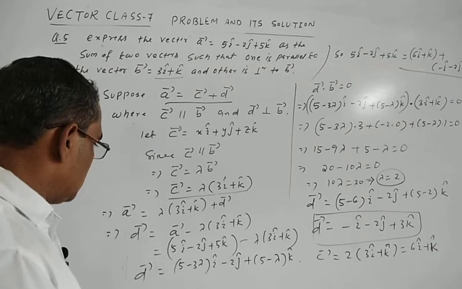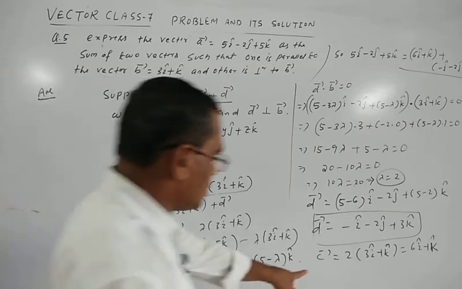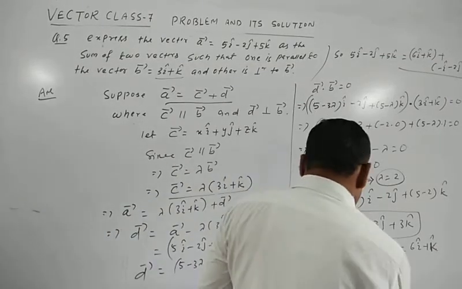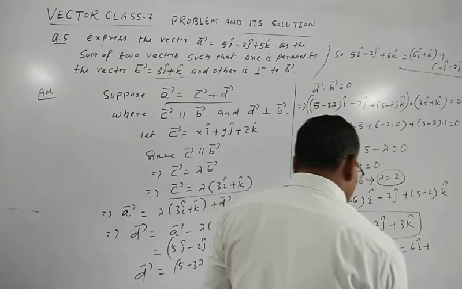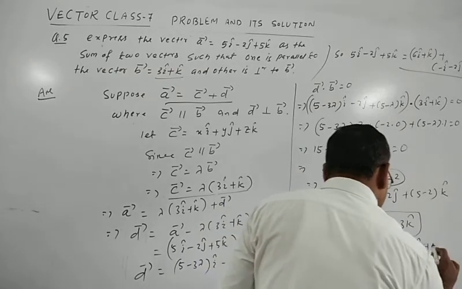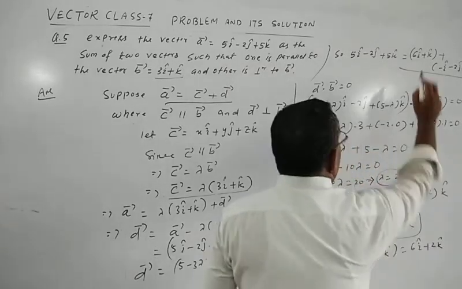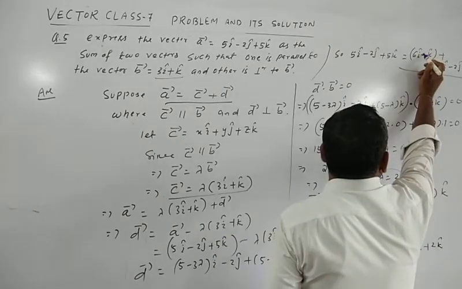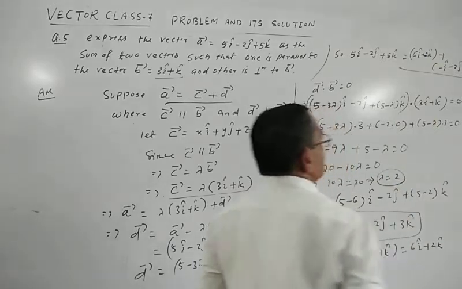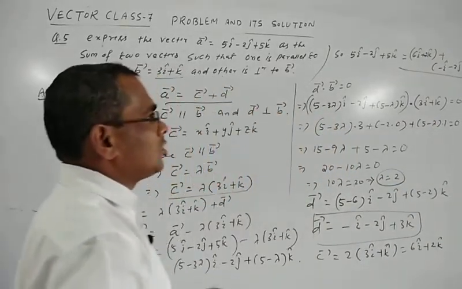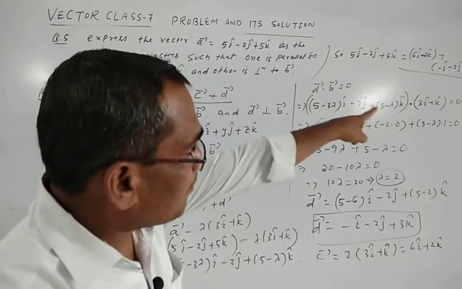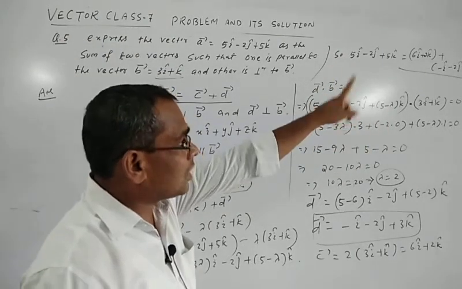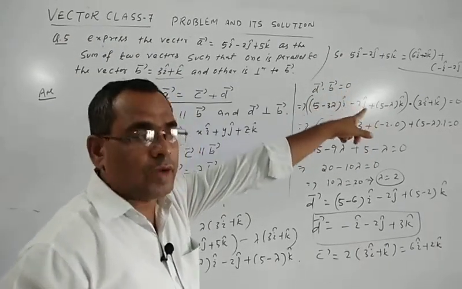So there is a mistake, sorry. c vector is equal to 2 into (3i cap plus k cap). If we multiply by 2, this is 6i cap plus 2k cap. If we add these two vectors, 6i cap minus i cap is 5i cap, minus 2j cap, and here 2k cap plus 3k cap. So this is equal to 5k cap.